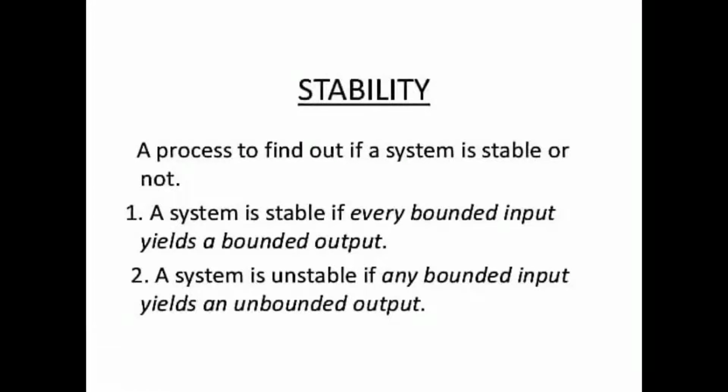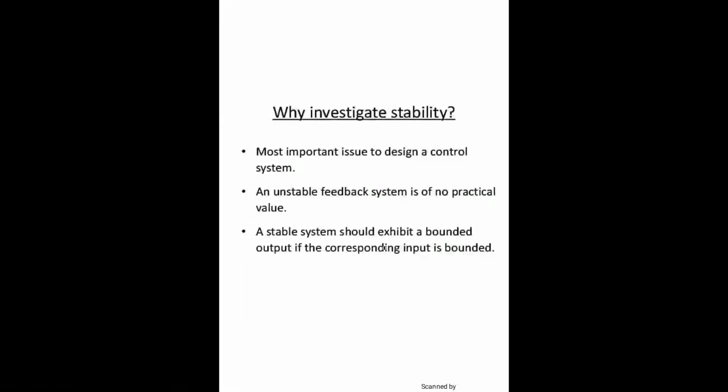In this session, we'll see the stability of control system. So what is stability? It is the process to find out whether the system is stable or unstable. A system is said to be stable if the system gives the bounded output for the bounded input. And the system is said to be unstable if the system gives the unbounded output for the bounded inputs.